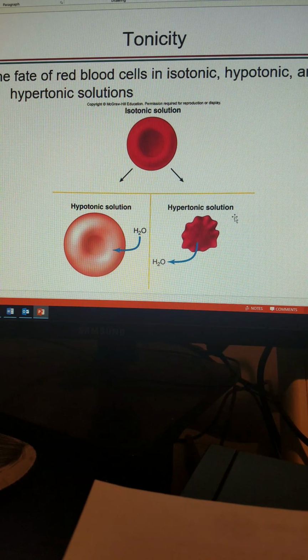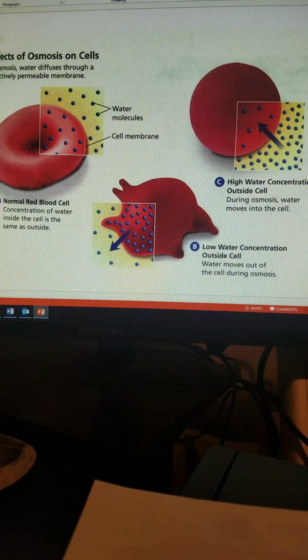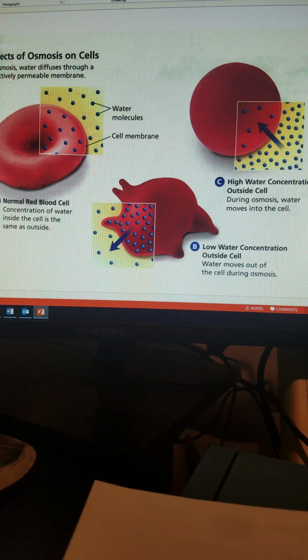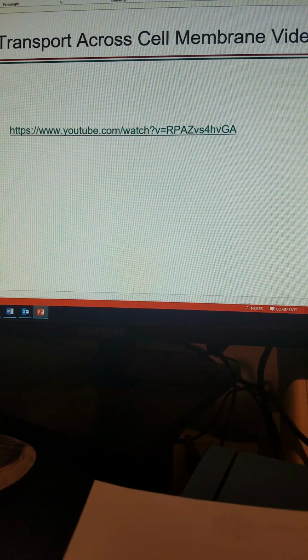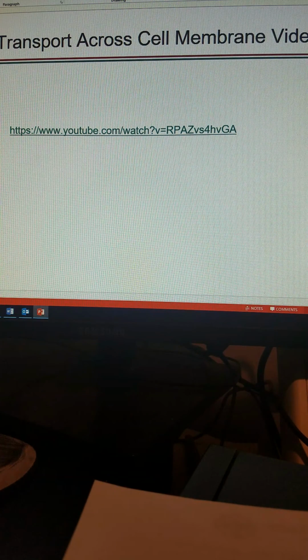Hypertonic is the opposite, and it means we have a lot of water inside the cell, not a lot of water outside. So where does it want to move? It wants to go from the inside of the cell to the outside, so it will cause the cell to shrink. And this other slide here depicts this pretty well. So make sure you know the difference between those three things. Alright, there is a transport across the cell membrane video. I encourage you to watch. It is on YouTube.